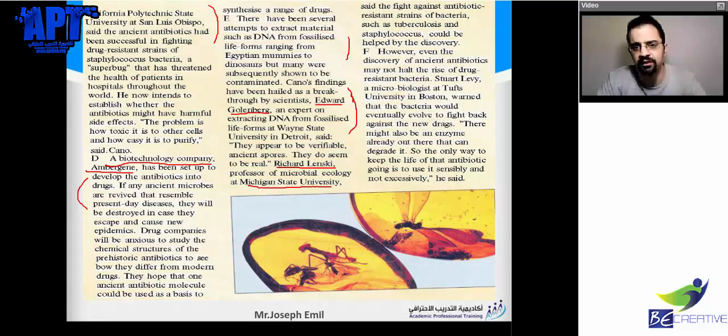Next. However, even the discovery of ancient antibiotics may not halt the rise of drug-resistant bacteria. Stuart Levy, a microbiologist at Tufts University in Boston, warned that the bacteria would eventually evolve to fight back against the new drugs. There might also be an enzyme already out there that can degrade it. So the only way to keep the life of that antibiotic going is to use it sensibly and not excessively. So they are saying that still the bacteria would evolve to fight the antibiotic, and the only way to fight that is to use the antibiotic sensibly.